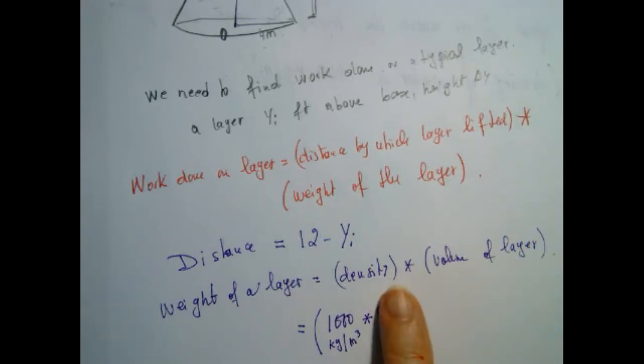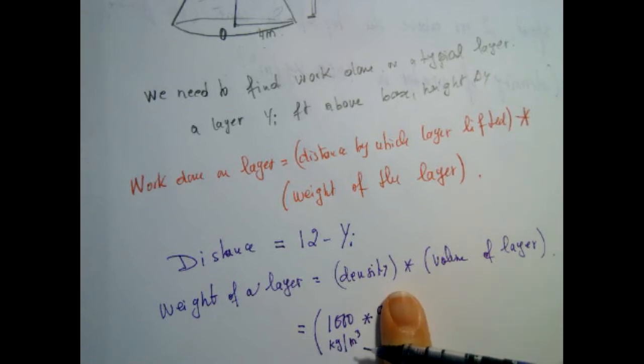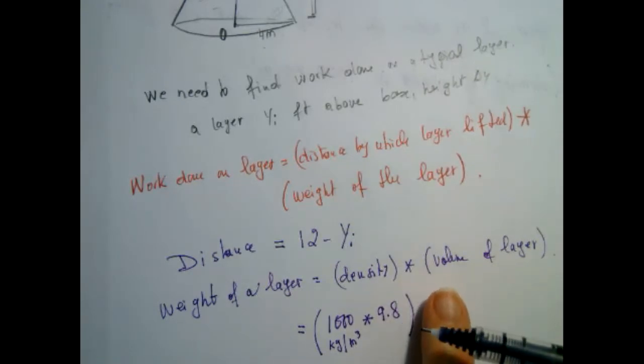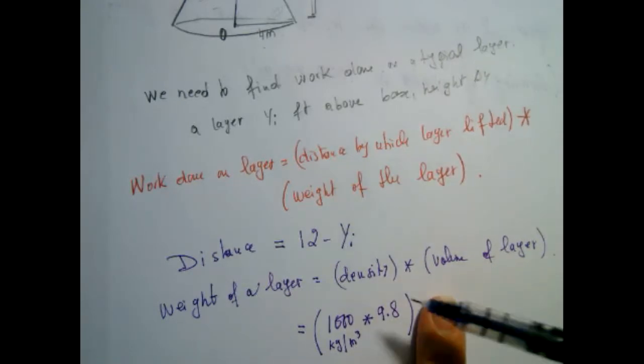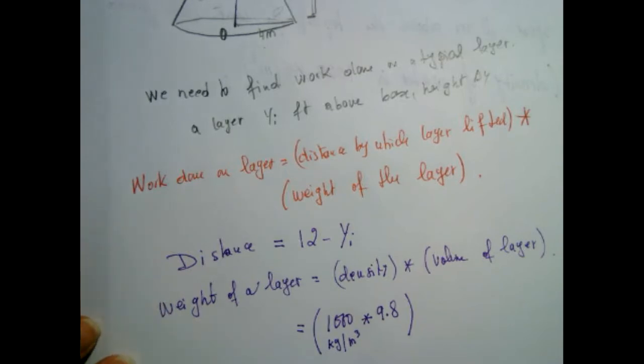If I only put 1,000 for density, that's kilogram per meter cubed. It means how many kilograms per meter cubed. Multiplied by the volume, it only gives me the unit in kilograms. So I have to multiply by 9.8 to get Newton per meter cubed, which gives me a unit of weight. Now, what's the volume of the layer?